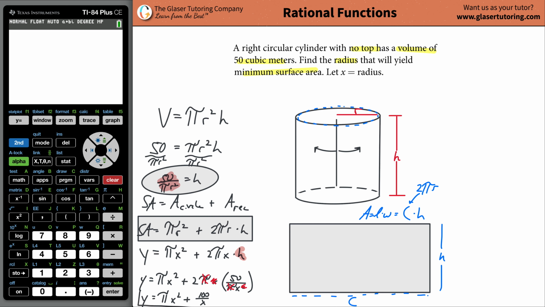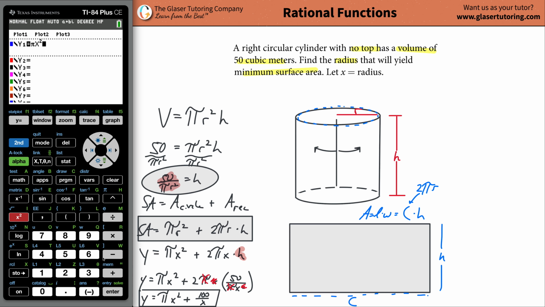Now this is the formula for your surface area. You still might say, what? I've got to minimize it. Great, we have a formula for surface area that's a function of the radius. But now what? Well, this is where your super duper calculator comes in. So watch, I'm going to plug the function in. Hit pi times x squared plus 100 divided by x.